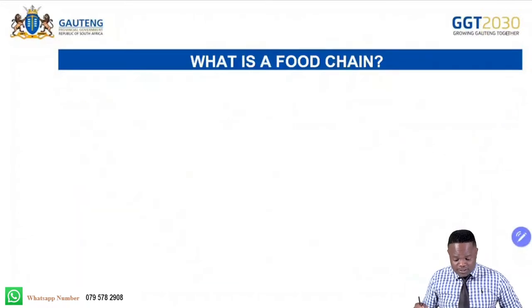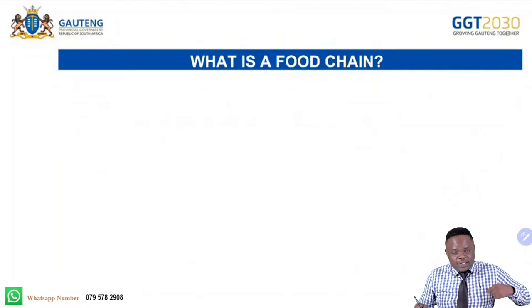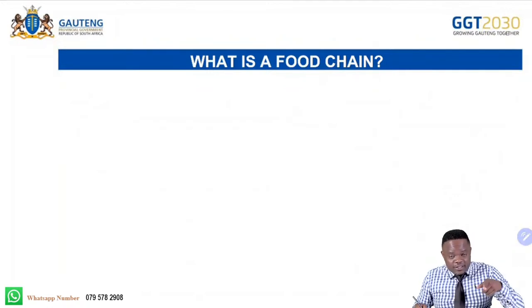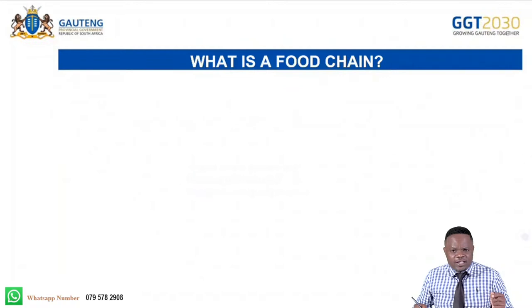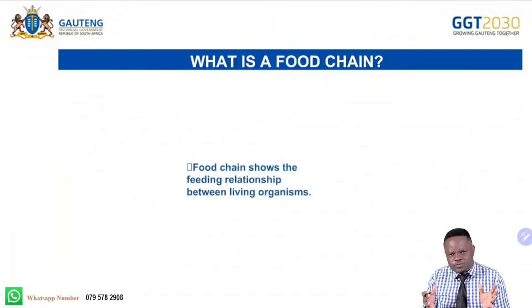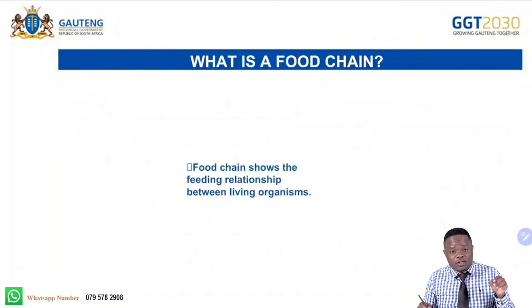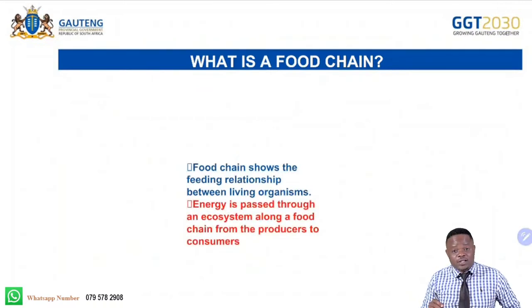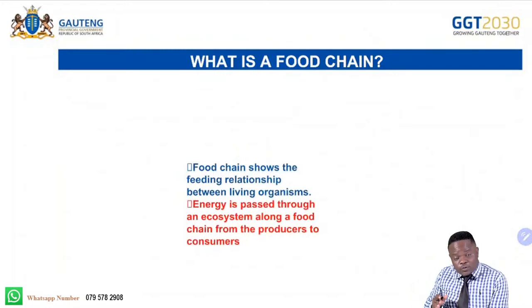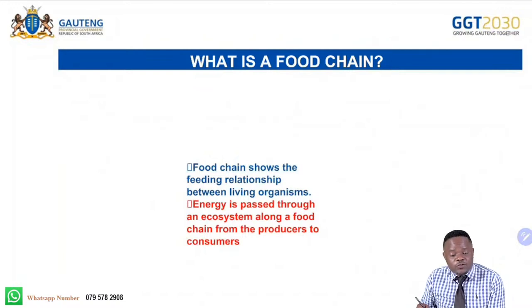Right, let us proceed. Now, as the energy is flowing, we get what we call food chains. We can construct food chains, and our food chains show the feeding relationships between our living organisms. The energy is going to be passed through our ecosystem along our food chain, starting from our producers to the consumers.